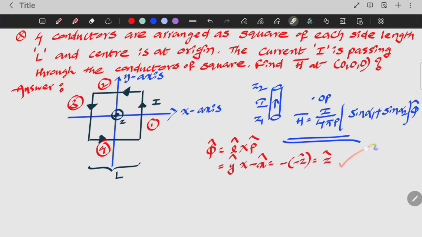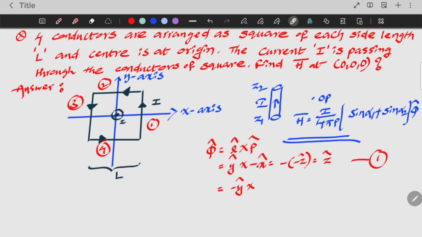Okay, so from the mathematical way also we can prove this. This is for the first conductor. Now I'm going to take the second conductor. In the case of the second conductor, the current is traveling in the negative y direction. You can observe from the figure. The unit vector rho cap will be available downwards. From the conductor, you have to go away towards the observation point. That means it is in the negative y direction.